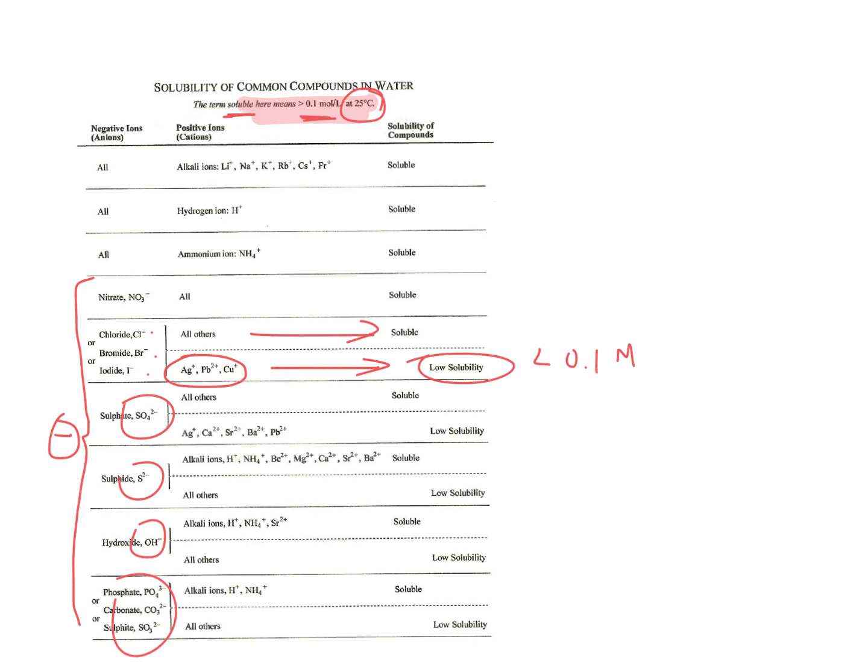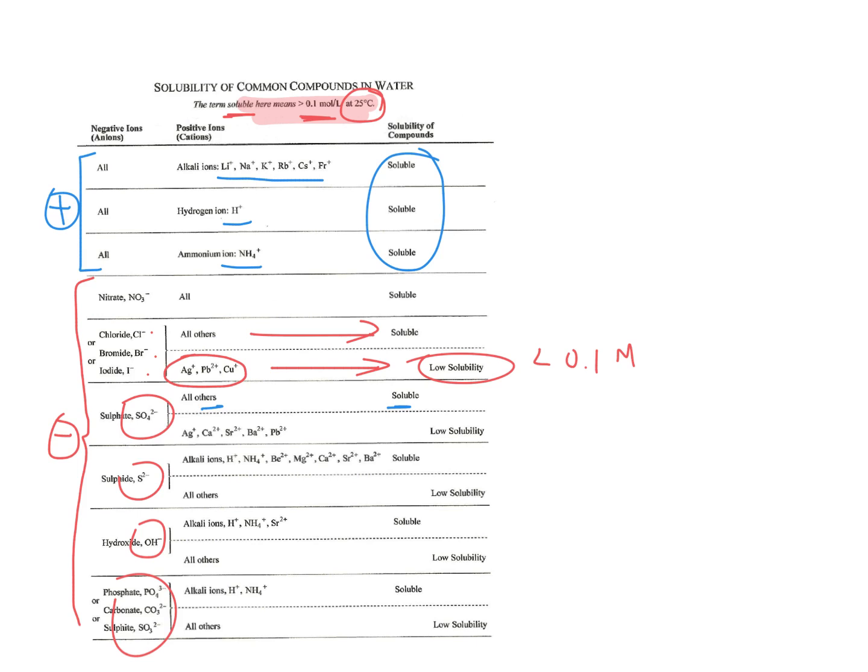And then at the top, it's got a couple of examples of more ubiquitous positive ions, cations, like all of the alkalis and the hydrogen ion and the ammonium ion, which are always soluble. That's just to help you as a shortcut, to say these would be on the always soluble list for every one of those anions I've highlighted in red below. So that's how you use this list.